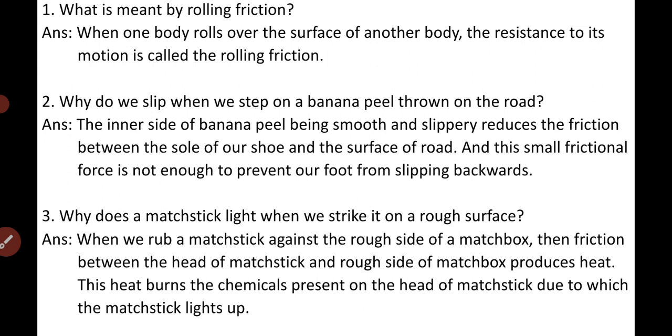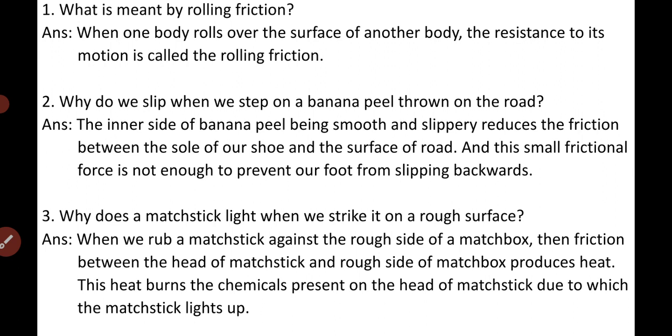Answer: when one body rolls over the surface of another body, the resistance to its motion is called rolling friction. Rolling reduces friction. It is always easier to roll than to slide an object over another object. So rolling friction is much less than sliding friction, remember. Thus rolling reduces friction. Clear? This is the answer of question number 1.